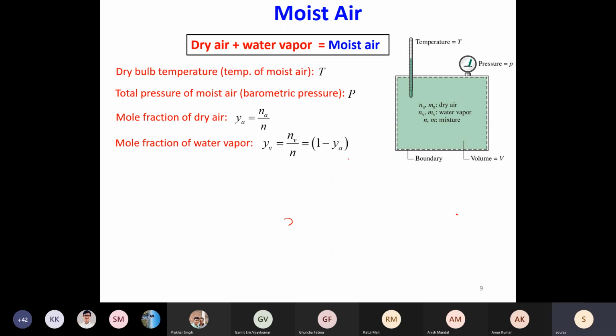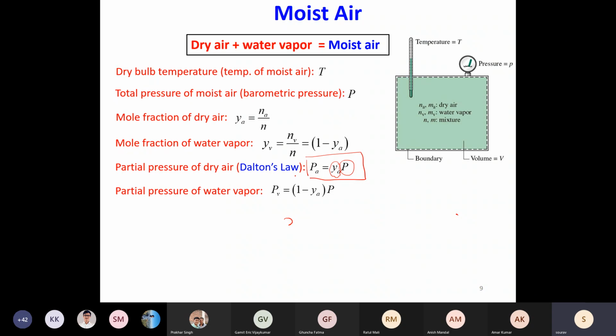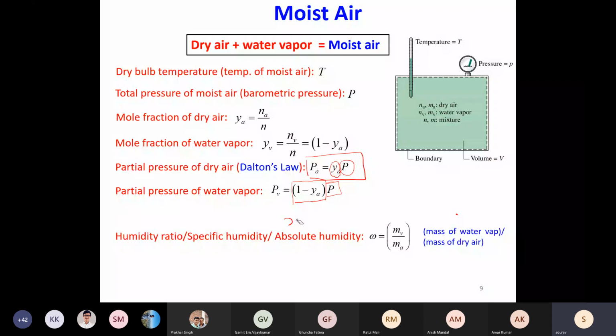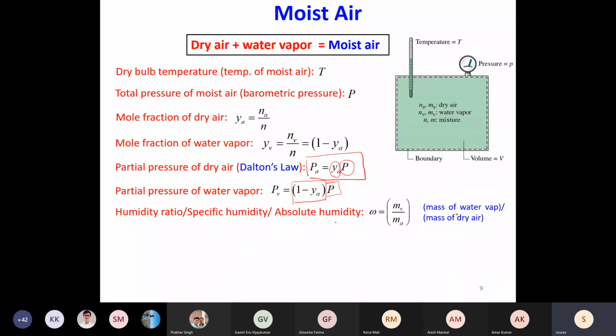So these are some of the important terminologies that you may come across in all the psychrometric processes. They are nothing new. So you will have mole fraction of dry air, mole fraction of water vapor. The partial pressure of dry air will be given by mole fraction of dry air times the total pressure. Similarly, partial pressure of water vapor will be given by the mole fraction of water vapor times the total pressure. These are all things that you would have learned in your high school physics and chemistry classes.